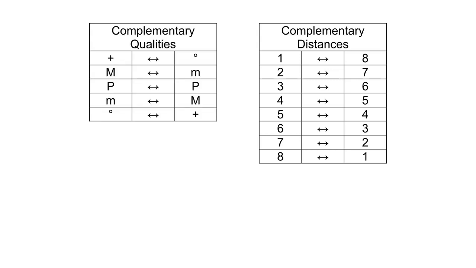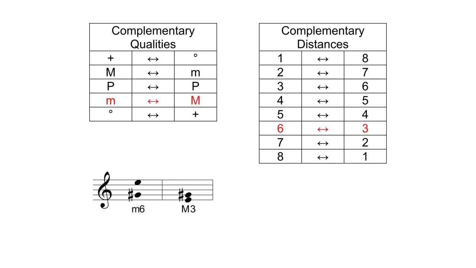Complementary intervals also have complementary qualities. Perfect intervals complement to perfect intervals. Major intervals complement to minor intervals. Augmented intervals complement to diminished intervals, and vice versa. Notice that the perfect intervals have self-complementing qualities.